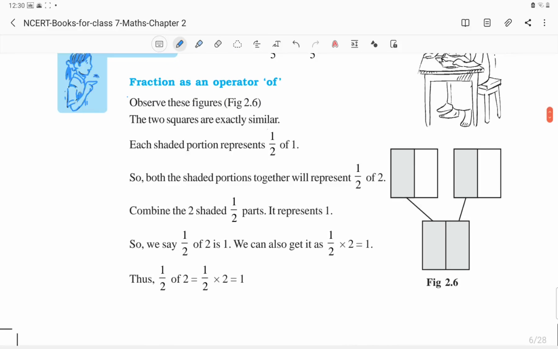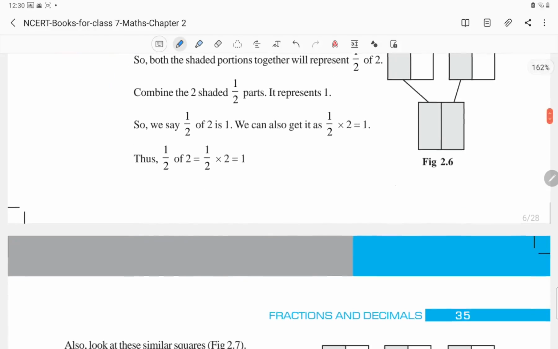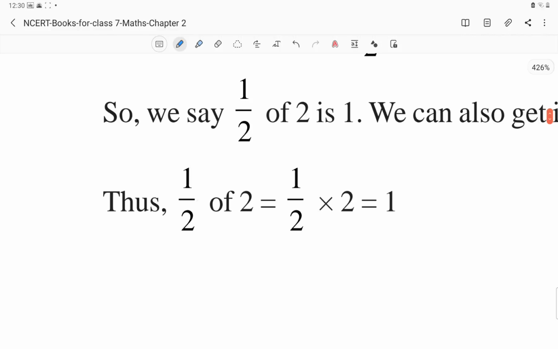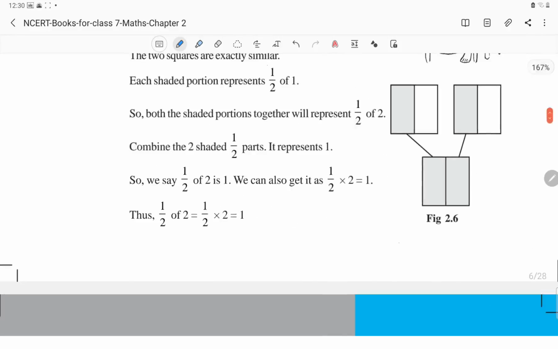Now, fraction as an operation of 1. They are exactly the same as a multiplication, okay? If you see an of in maths, just convert it into a times. It's the same, okay? That's how simple it is. So see this? 1 by 2 of 2 equals 1 by 2 times 2, which is 1, okay?